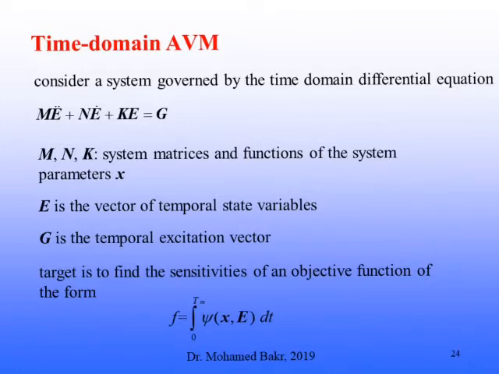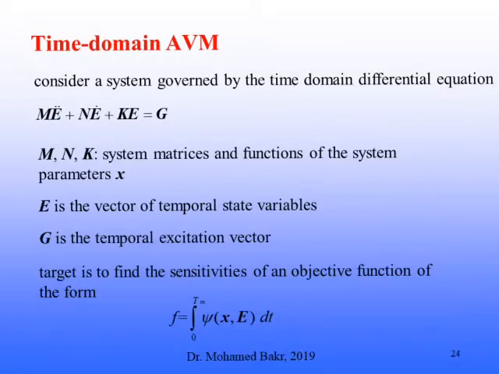So our system is in general given by a differential equation of this form: M E double dot plus N E dot plus K E is equal to G. M, N, and K are the system matrices. They are functions of our parameters. Parameters here in this case could be material properties, could be different dimensions, and so on.